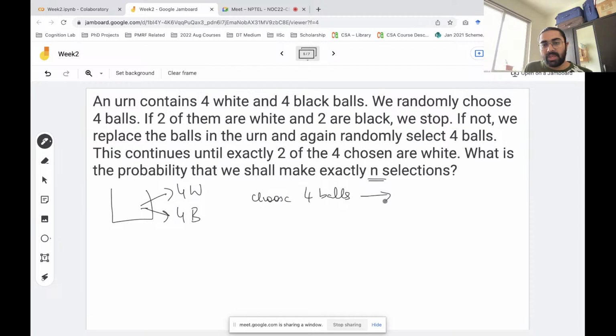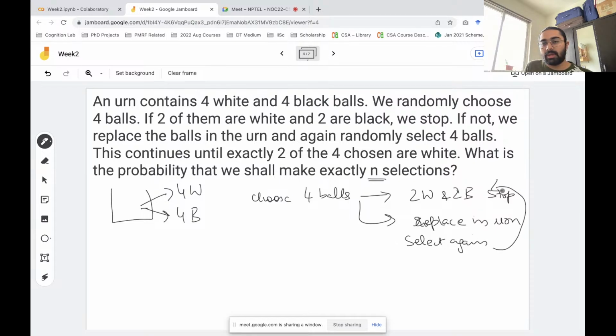So what I do is, if I get two white and two black, I stop selecting. Anything else, I replace them, I keep them back. Whatever balls I drew previously, I replace them back in the urn and select again. So this is like a loop sort of a thing. I keep on selecting and I wait until I get this, right? So the question is, what is the probability that I will make n selections? Okay, any thoughts on how we should proceed here?